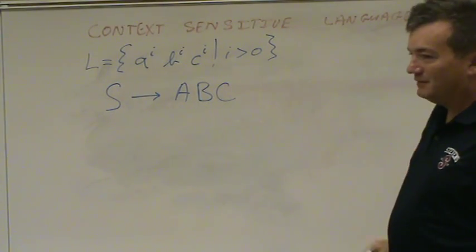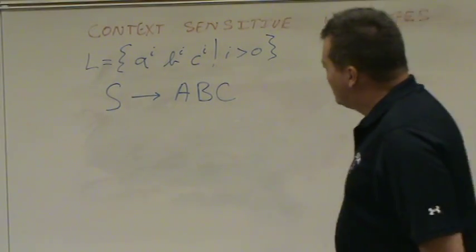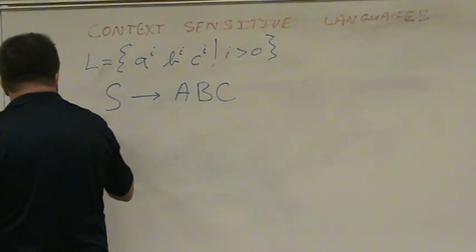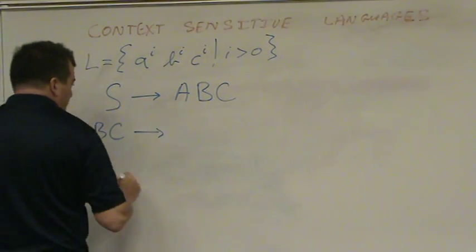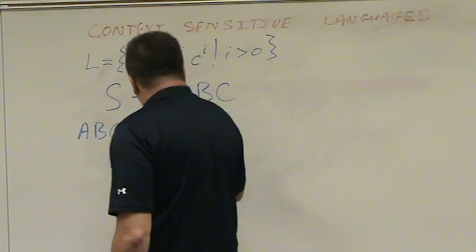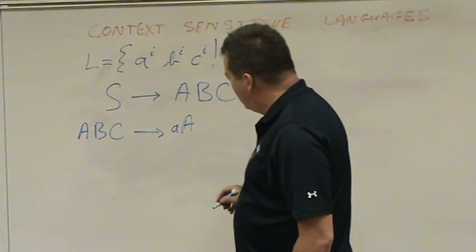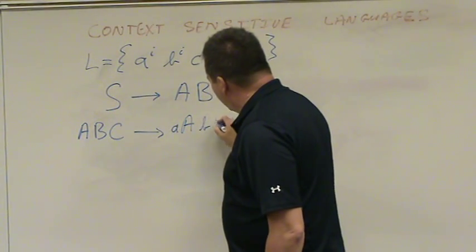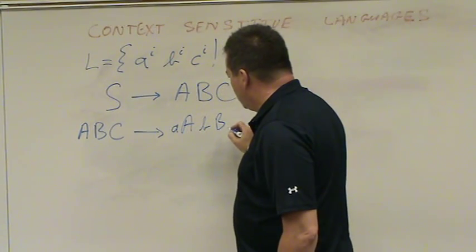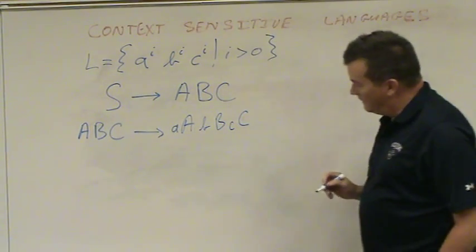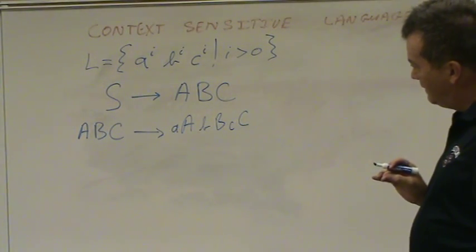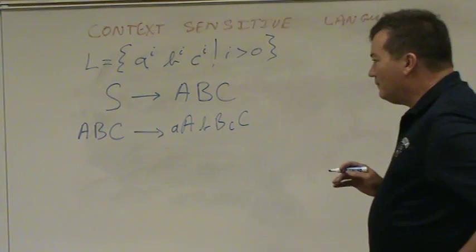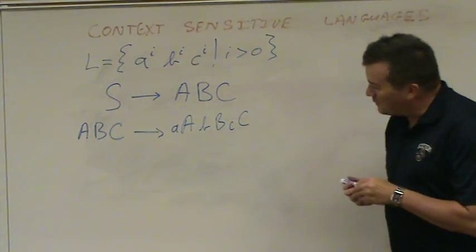The next rule. What if we did something like this? A, B, C can be thought of as a little a followed by a big A, a little b followed by a big B, and a little c followed by a big C. If we did that, we're now, kind of described in English, what are we doing here?